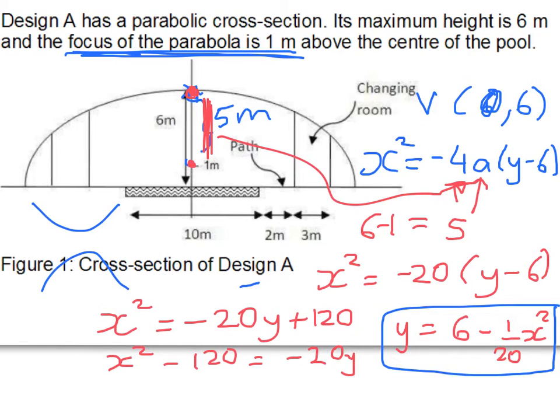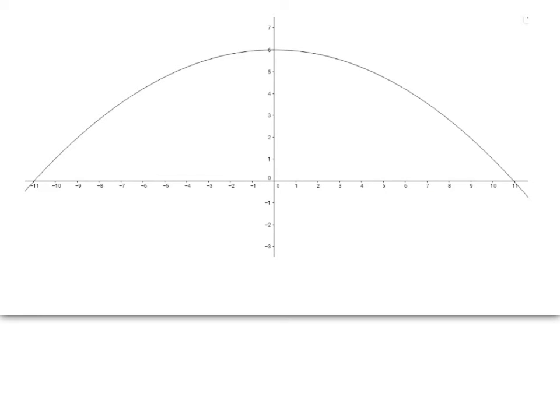Right, so we're back to doing basically some Year 12 maths now. We have found the equation of the parabola. So the next thing we have to do is write down the conditions and check that they're met. Okay, so this is a GeoGebra map of the function, right? So this is my function y is equal to 6 minus x squared on 20.